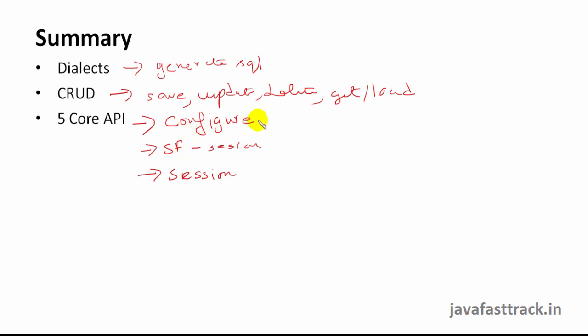Configuration object will configure and bootstrap Hibernate. Session factory will create session objects. Session object represents a connection to the database. And session is a collection of loaded objects. You can create as many sessions as you want, but you should never share the session.